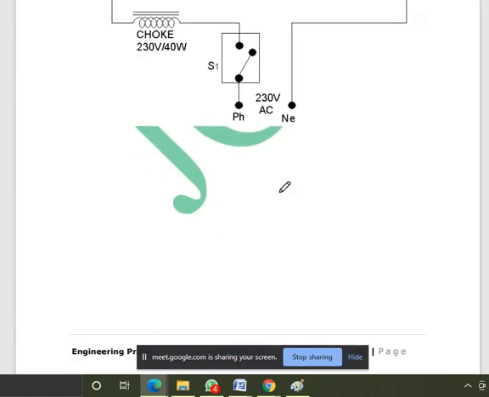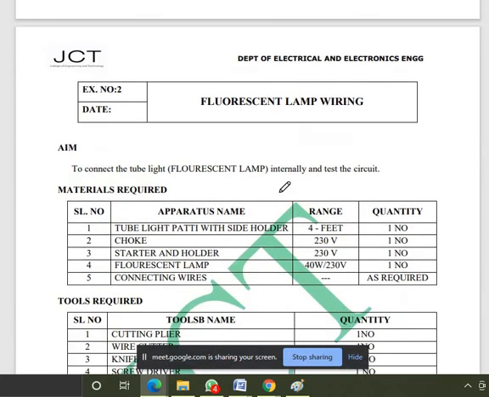And here the second experiment is fluorescent lamp wiring. Fluorescent lamp wiring is nothing but a tube light. So how will the tube light be connected in electricity? Here we take a tube light with a holder and a choke, maybe a separate component. I will explain the purpose of the choke during the explanation. We also need a starter, the fluorescent lamp bulb, and connecting wires. These are the requirements.